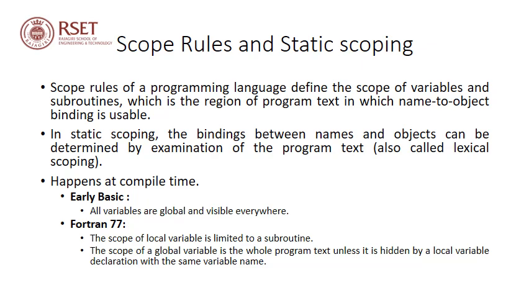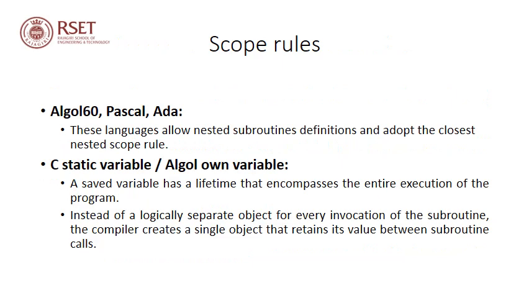In early BASIC, all variables are global and visible everywhere. In Fortran 77, the scope of a local variable is limited to a subroutine. The scope of a global variable is the whole program text unless it is hidden by a local variable declaration with the same variable name. Algol 60, Pascal and Ada allow nested subroutine definitions and adopt the closest nested scope rule. We'll see how to work with nested subroutines and scope rules in nested subroutines very shortly.